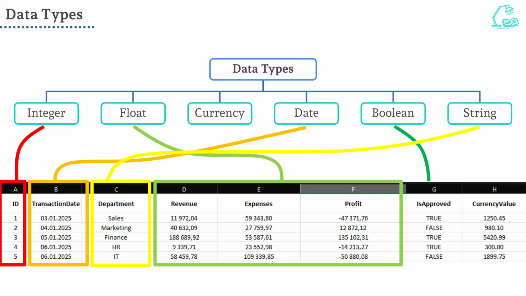Next, we have the is-approved column, which is a Boolean type. This is a simple logical value that can only be true or false, and it is often used for validations, filtering, approvals, or conditional logic.